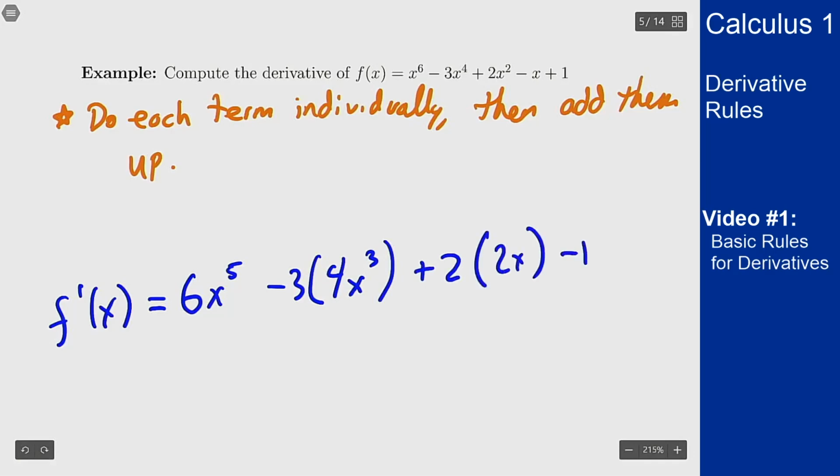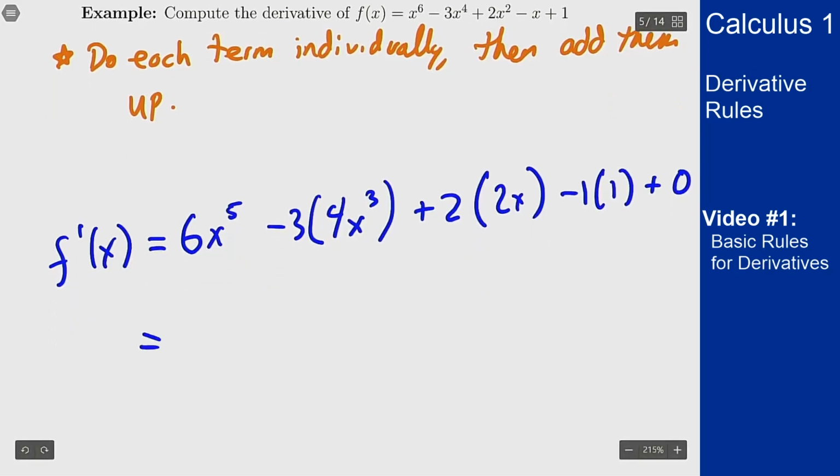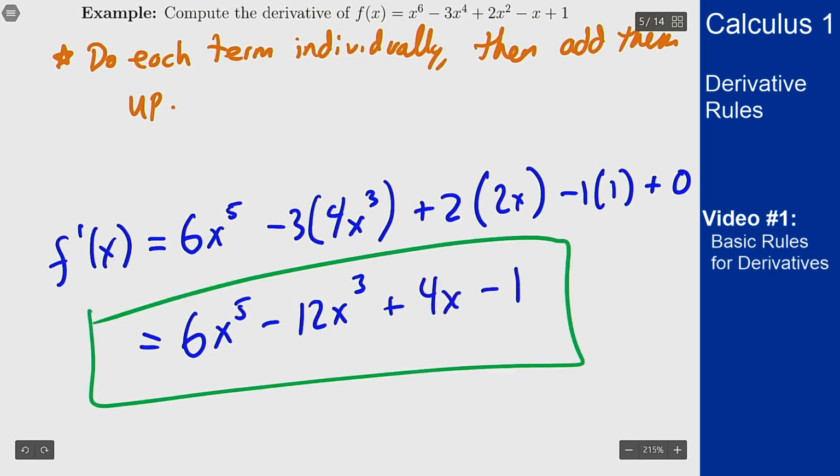I will have a minus 1 times x, which goes to 1, because if I pull down the power, I get 1 times x to the 0, which is just 1. And 1 is a constant function, so the derivative is 0. That means I could write this as 6x to the fifth minus 12x cubed plus 4x minus 1. And that's my derivative for this function f.